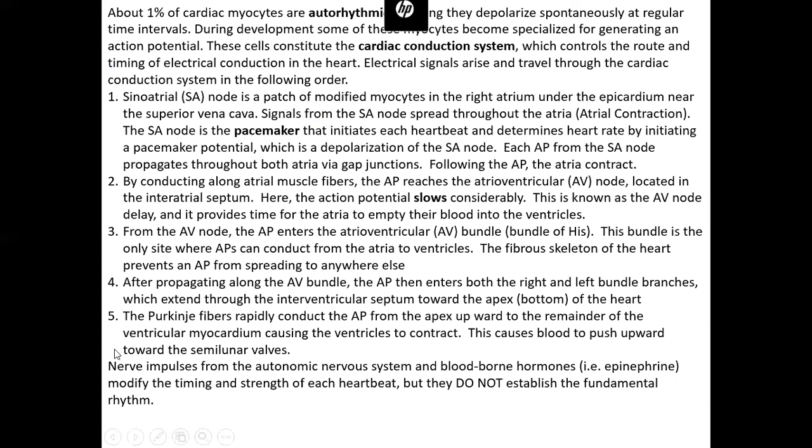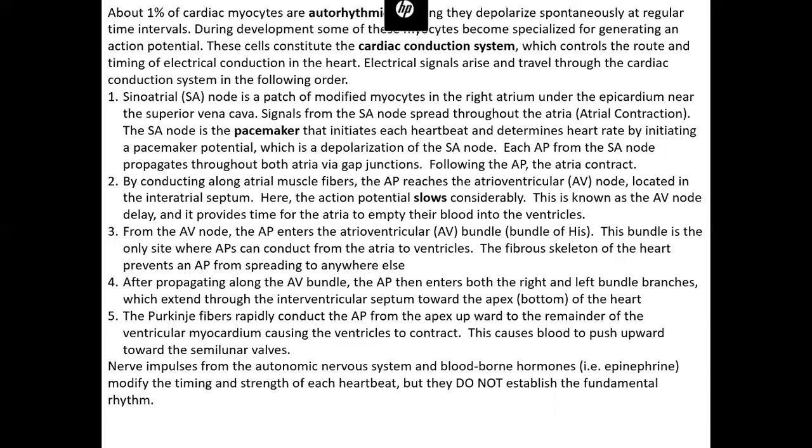Now, if we left the SA node alone, it would set a heart rate that never changed. Okay? It would be a constant beat that never goes up or down. But obviously, we've talked about the fact that your sympathetic nervous system can speed up your heart rate, your parasympathetic can slow it down. We've talked about various hormones like epinephrine.